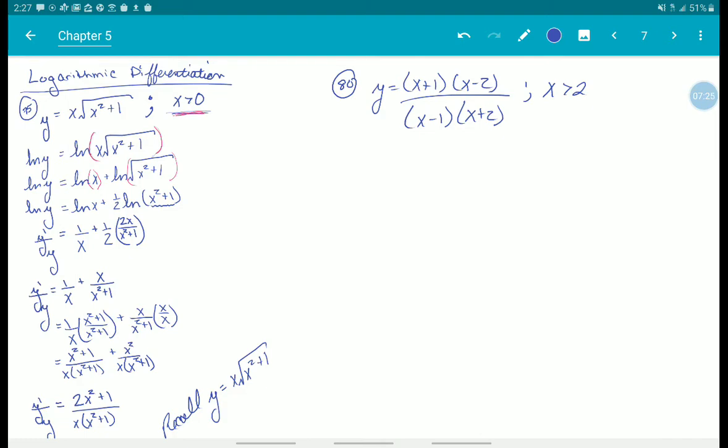Our first step is always to take the logarithm of both sides. So we have the ln of y is equal to the ln of all of that.